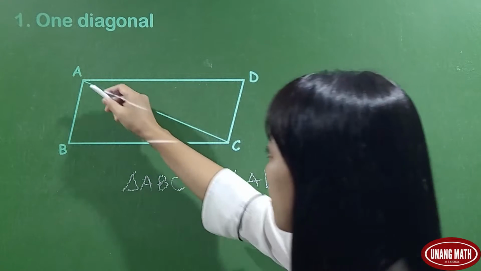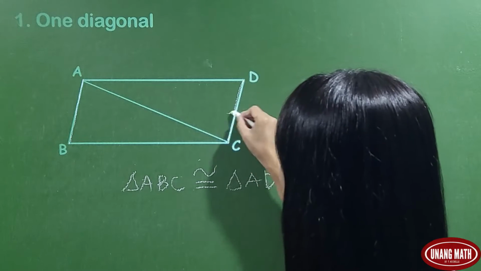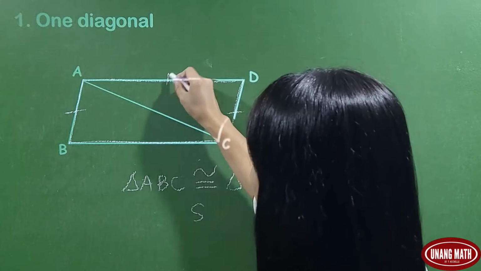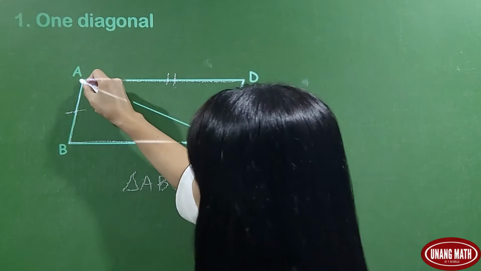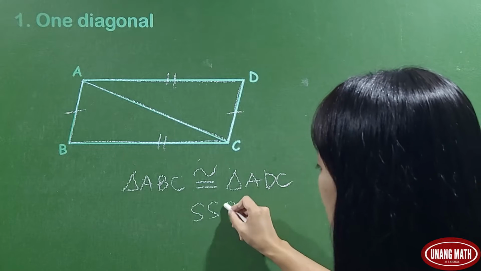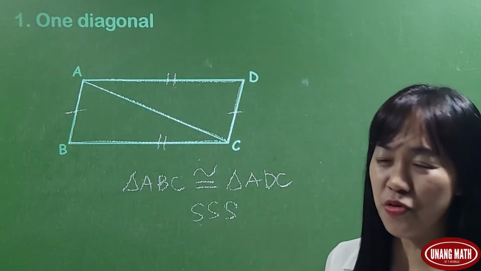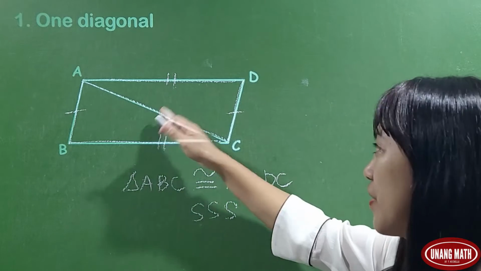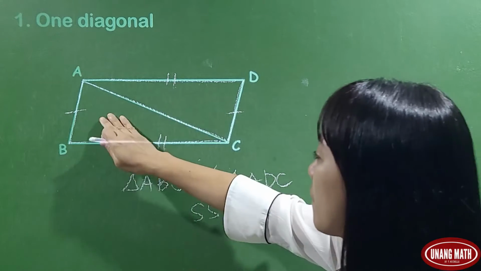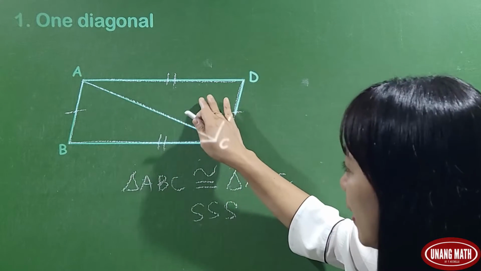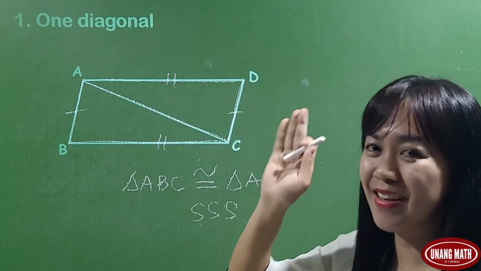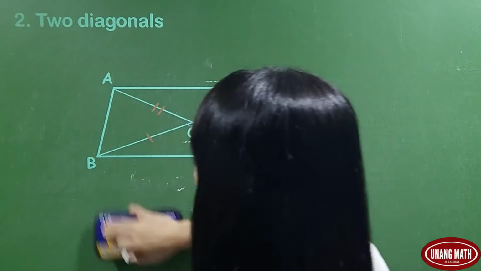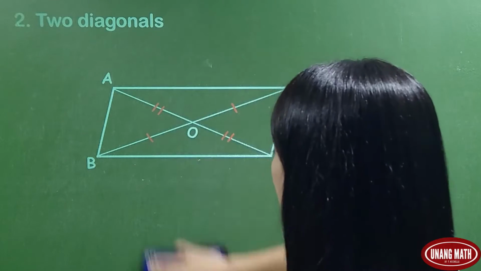To prove that, this side is equal to this side. This side is equal to this side. And since this is a common side, then that means we have here SSS congruence. So these two triangles are congruent. And since these are congruent, then that means the area of this triangle is equal to the area of this triangle. Okay, how about if there are two diagonals in a parallelogram?